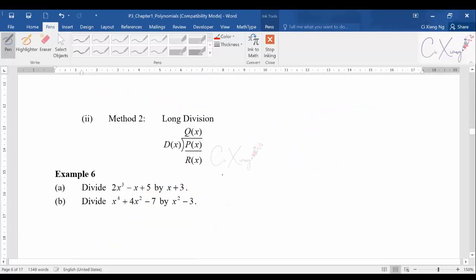Then for method number 2, it's called long division. As I said, long division is something that you learned before in primary school, but now we just want to apply it to polynomials. Now we have example 6 here. There are 2 examples. I will discuss part B with you, and you try to find out part A yourself. For part B, I will show you both methods, by using comparison and also by using long division.